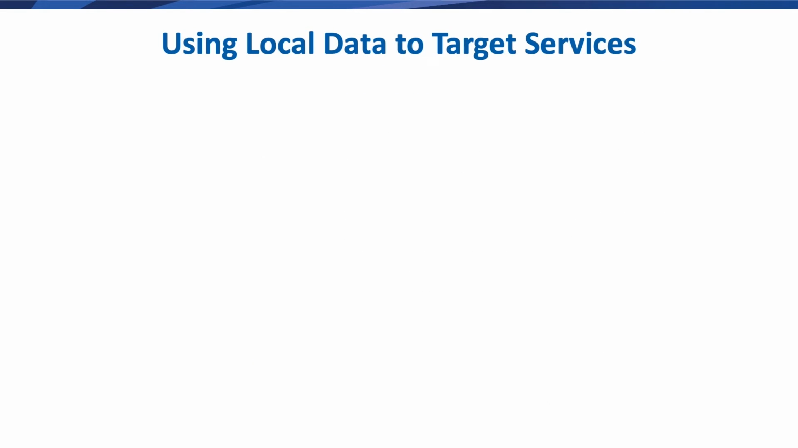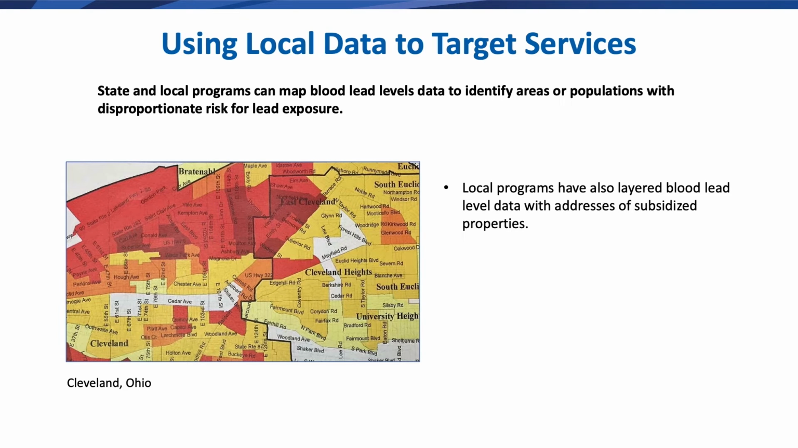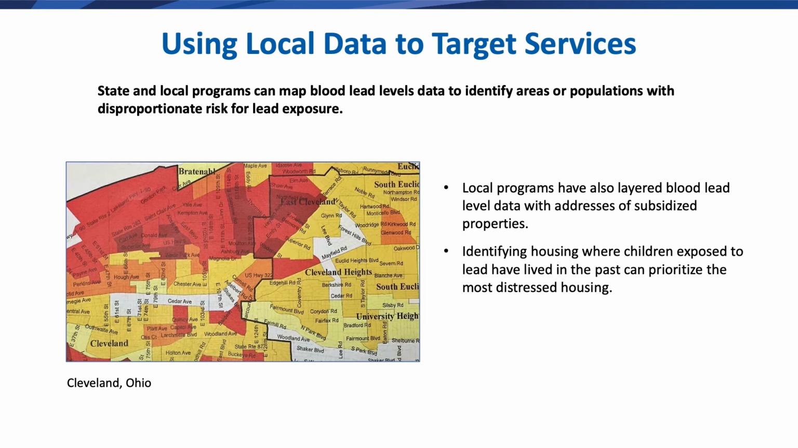So how would you use local data to target services? This is an example from the Ohio Lead Poisoning Prevention Program. This kind of a map has enormous impact. State and local programs can map blood lead levels data to identify areas or populations with disproportionate risk for lead exposure. If you layer your blood lead data with addresses of subsidized properties, or you identify housing where children have been exposed to lead in the past, this can help you identify places and neighborhoods where a disproportionate share of the lead exposure for children is happening.